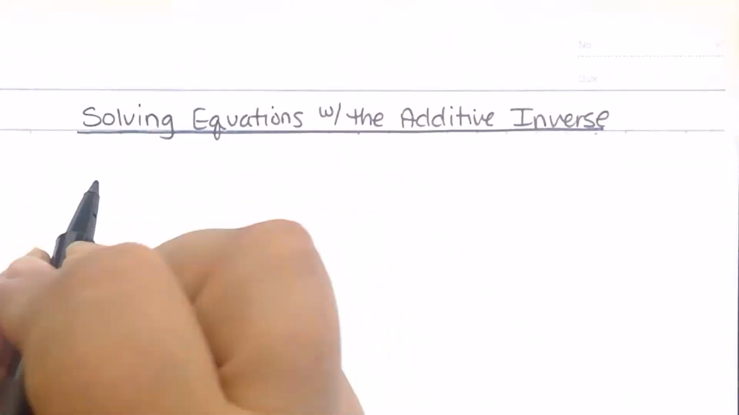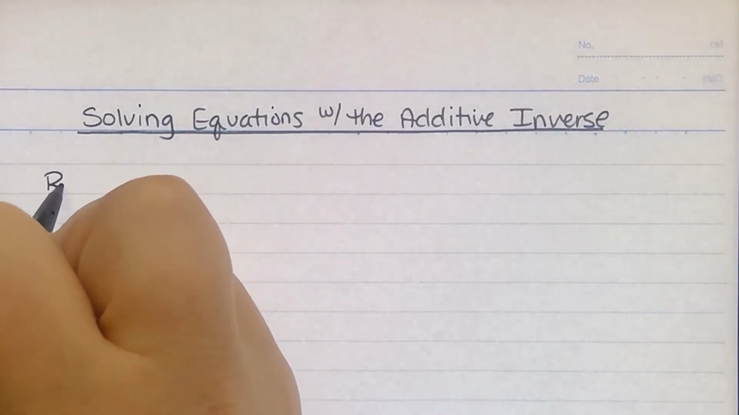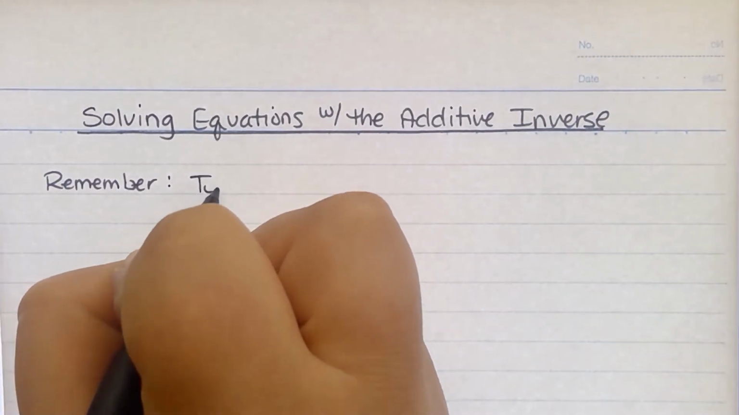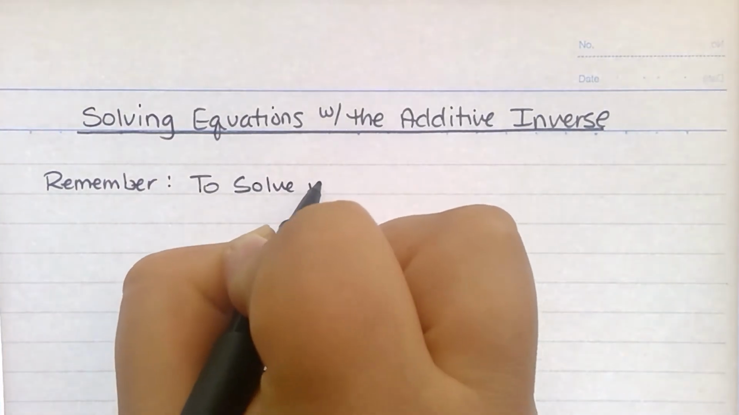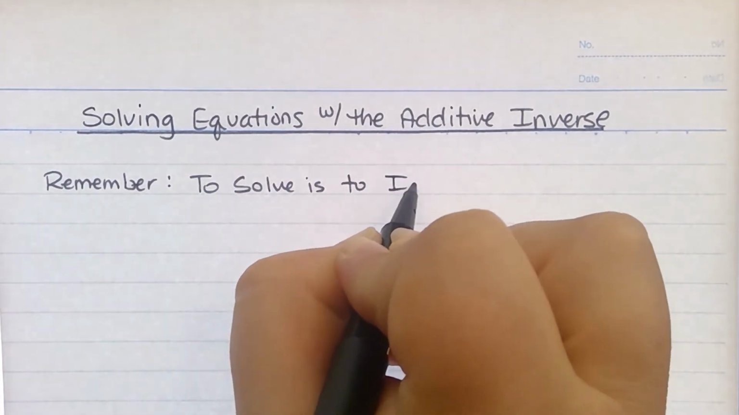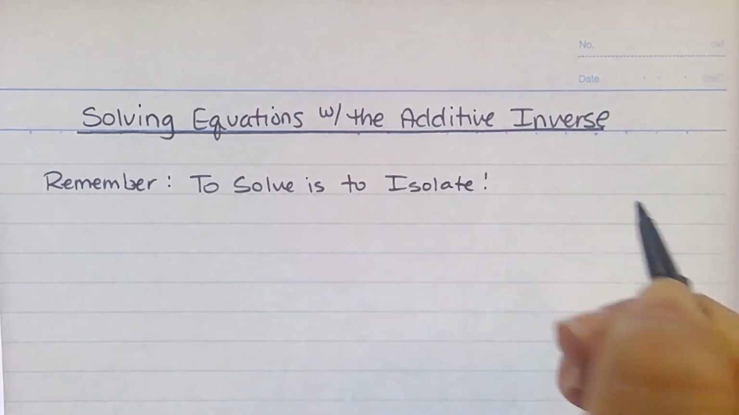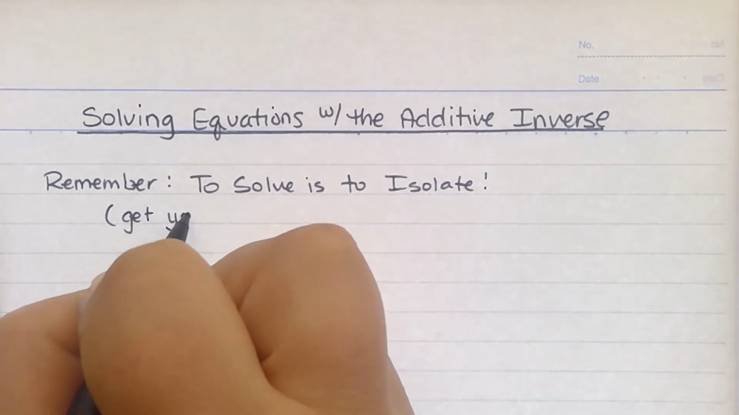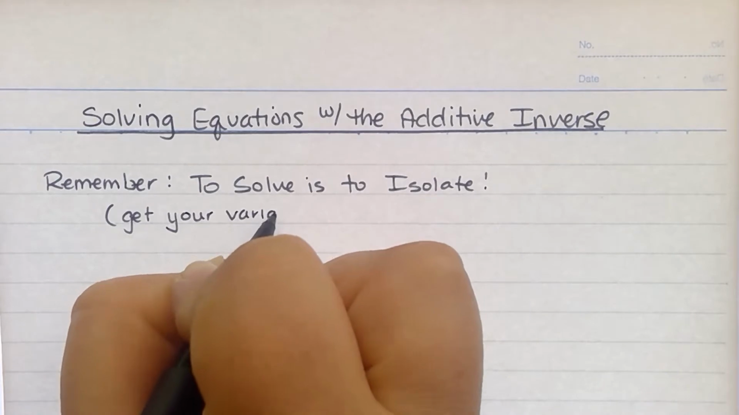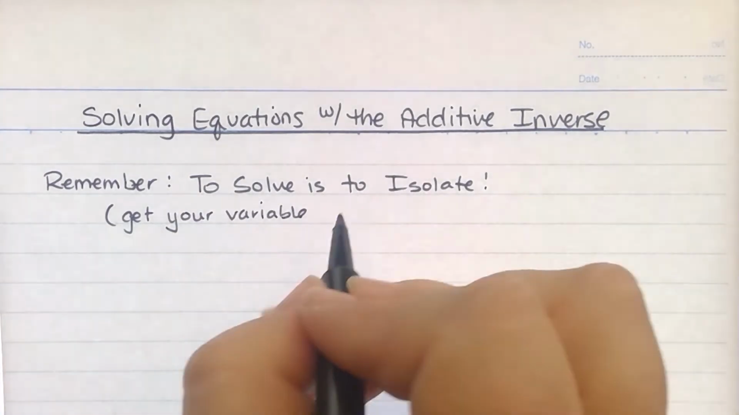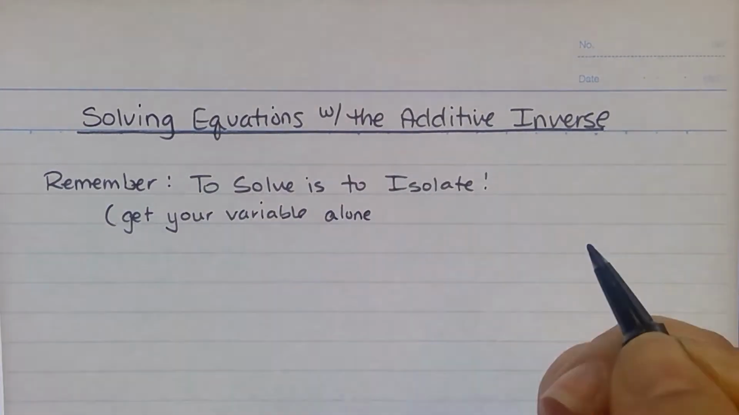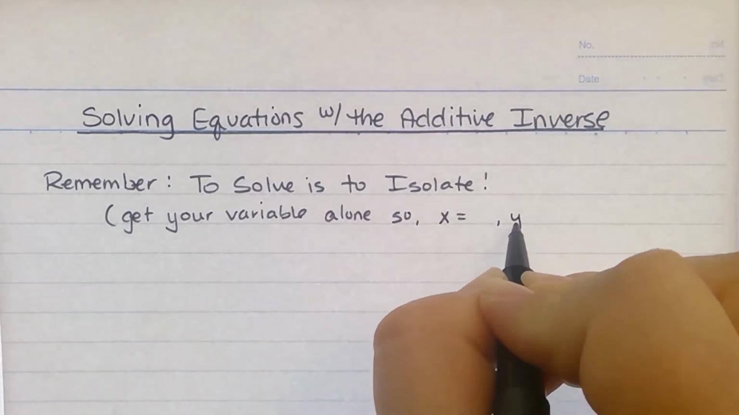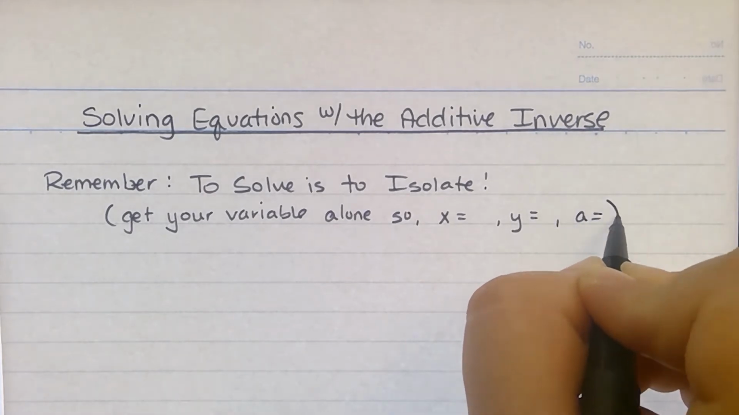And the first thing we need to do is talk about what it means to solve an equation. What does solve mean? Remember from before, because you've done this, I know we're going back and doing old review. To solve is to isolate. It means you're going to get your variable alone. So isolate your variable on one side of the equal sign and get everything else on the other. So you'll have an x equals, or y equals, or b equals, z equals, whatever it is, it's alone, then the equal sign, and then the other expression.